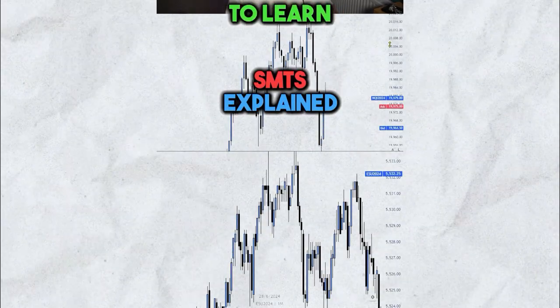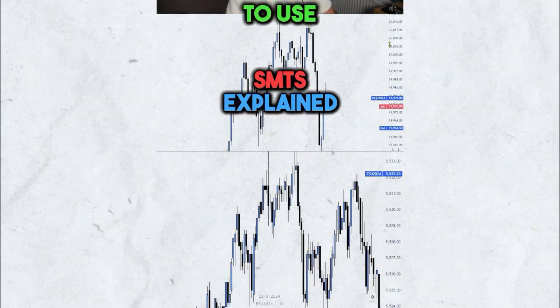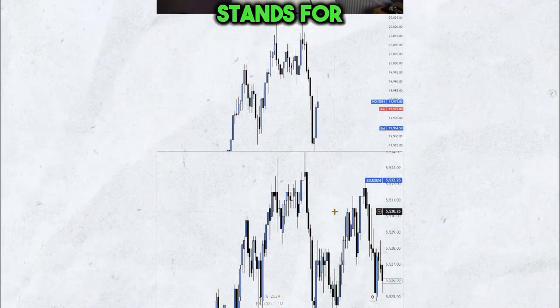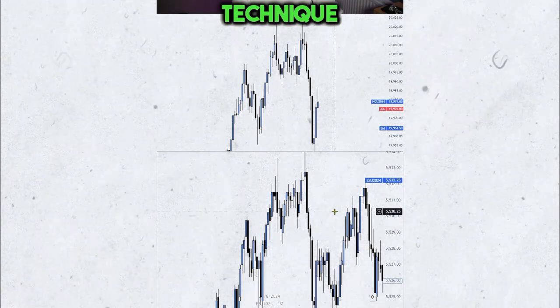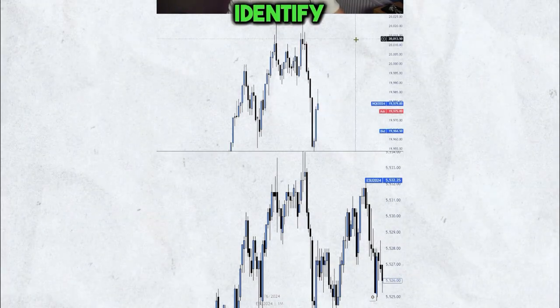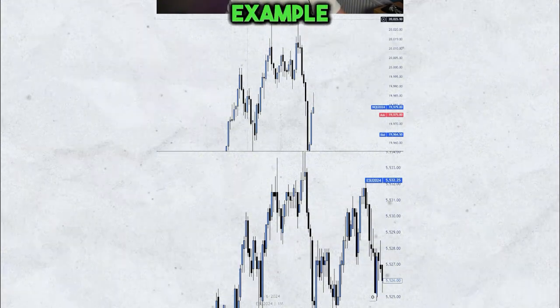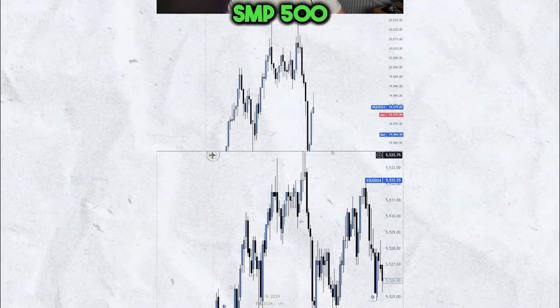You need to learn what an SMT is and how to use them in the markets, and I'm going to teach you how. All an SMT stands for is a smart money technique divergence, and the way that we identify these in the market is we find two correlating pairs. For example, right now I'm looking at Nasdaq and the S&P 500.